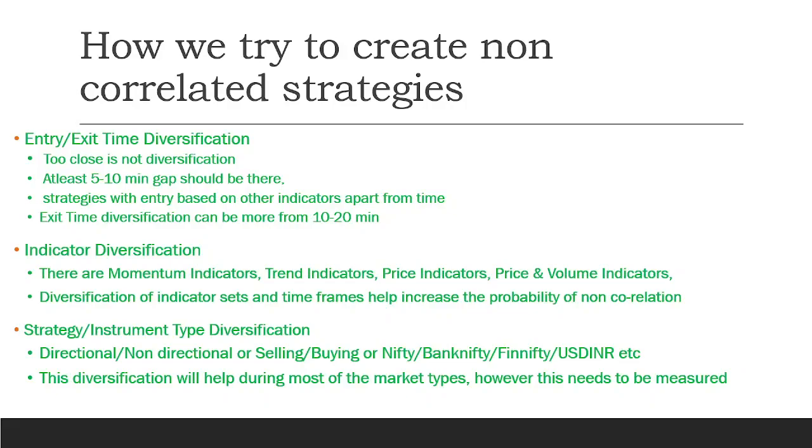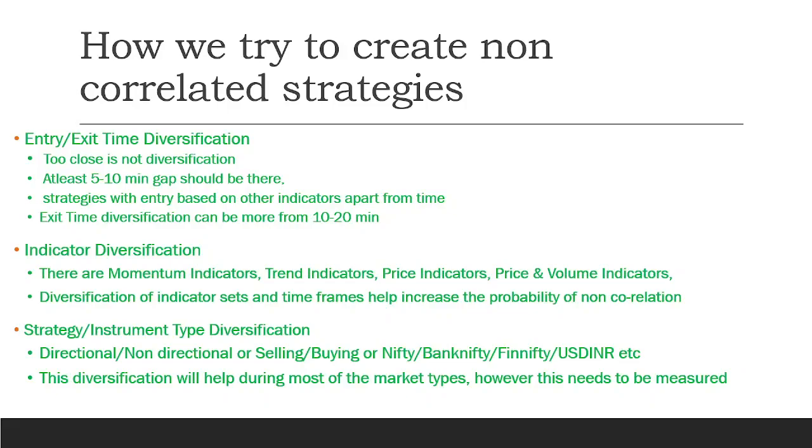Apart from that, we also have strategies which have entry based on other indicators apart from time. So they might also induce non-correlation in a sense. So something like a TDS has an additional entry condition apart from a time condition. So it will not essentially enter at the same time. TMS also has it, but only activates at certain times and certain durations. So this is how that entry exit time diversification would happen.